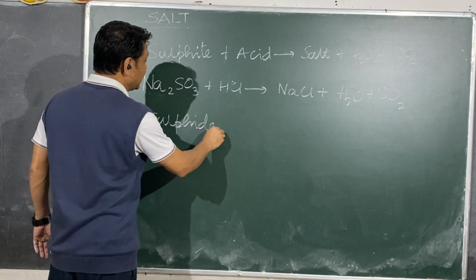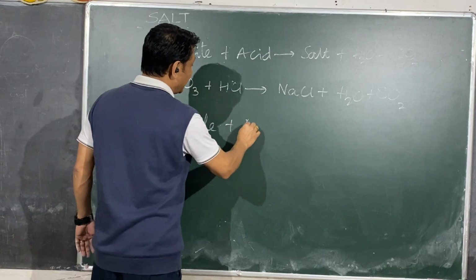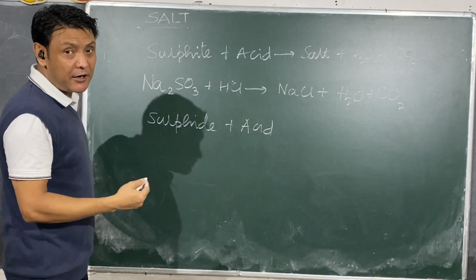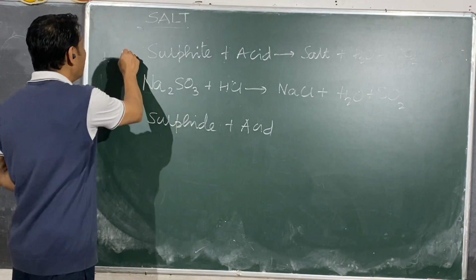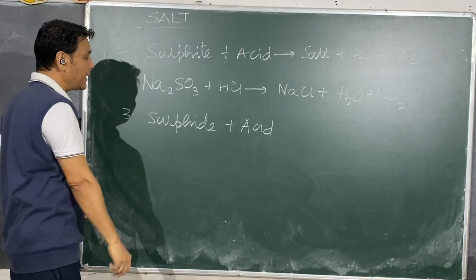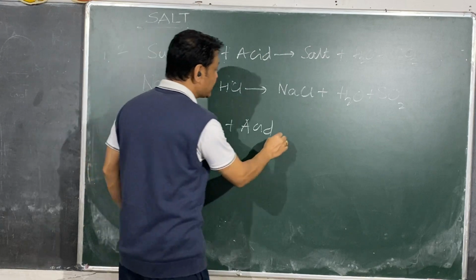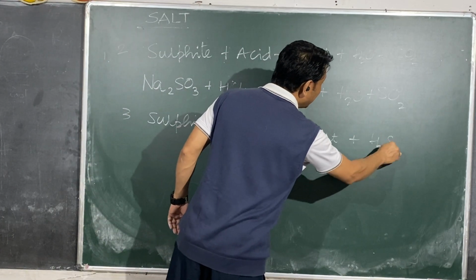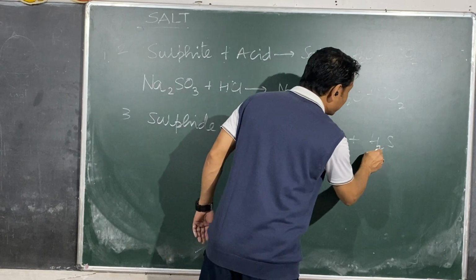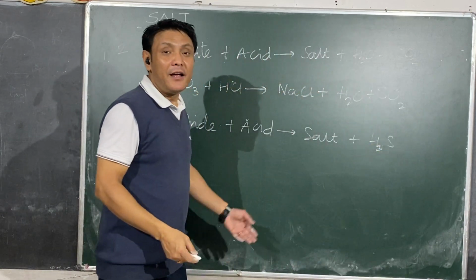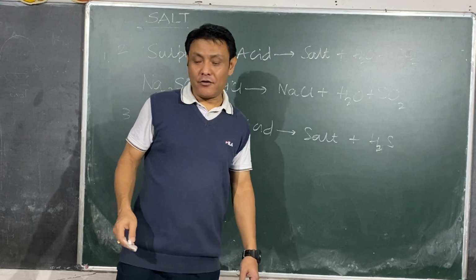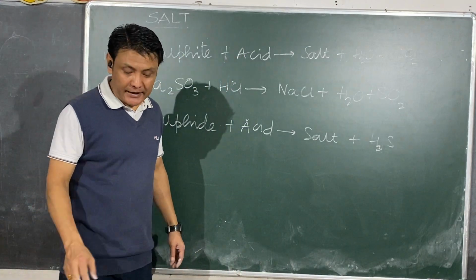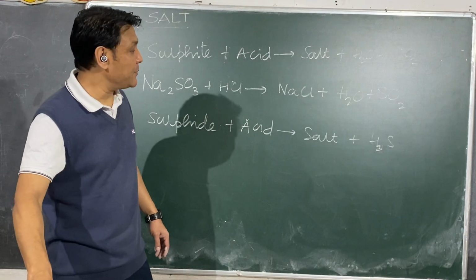Similarly, if iron sulfide, sulfide plus an acid, another general equation. That was the carbonate and an acid, general equation 1. This is general equation 2, and this is general equation 3. Sulfide plus an acid will give you salt and hydrogen sulfide gas. The speciality of hydrogen sulfide gas is that it smells like a rotten egg. It does not have a pleasant smell.